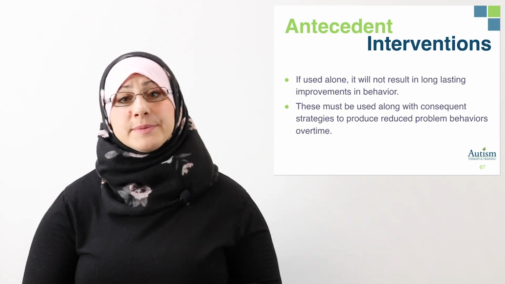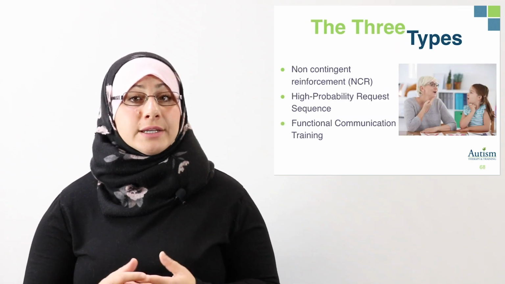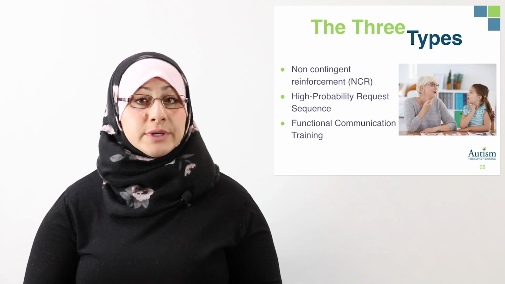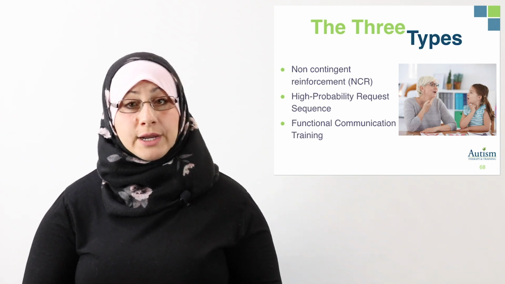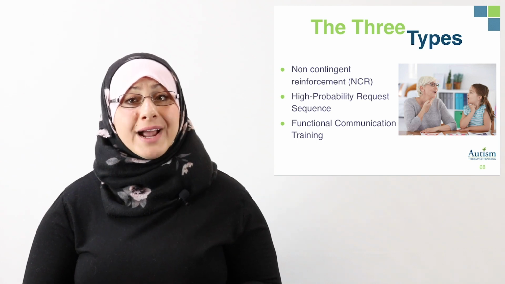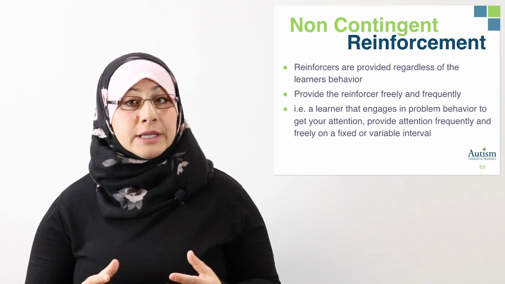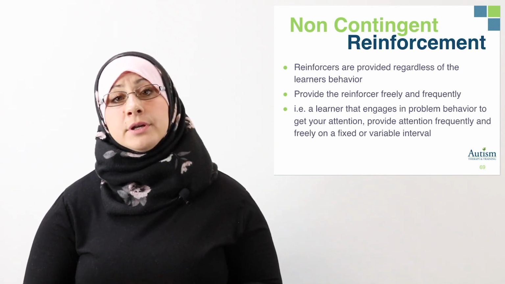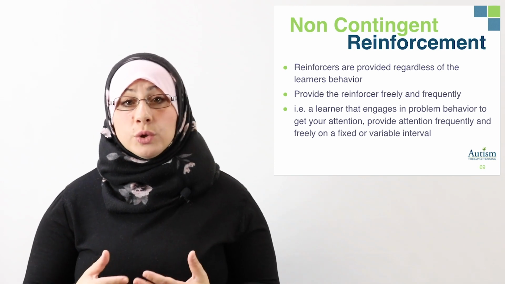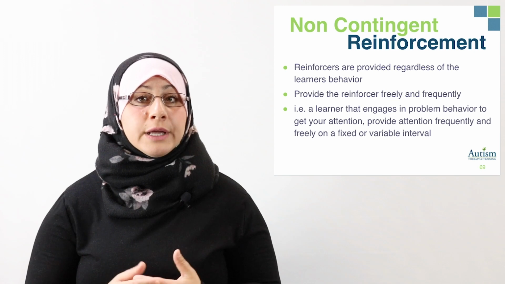So what are some types of antecedent interventions? I want to review non-contingent reinforcement, NCR, high probability request sequence, functional communication training. NCR is when reinforcers are provided regardless of the learner's behavior. They're provided freely and frequently. For example, a learner that engages in problem behavior to get your attention, you would provide attention frequently and freely on a fixed or variable interval.